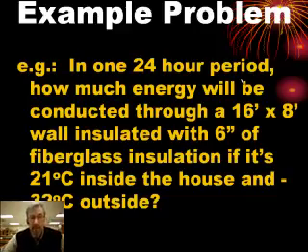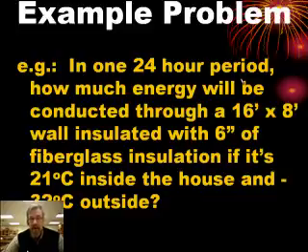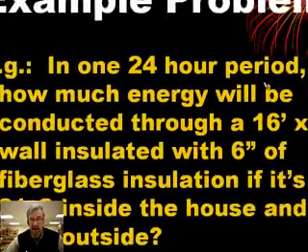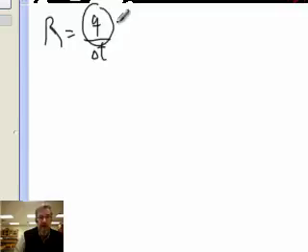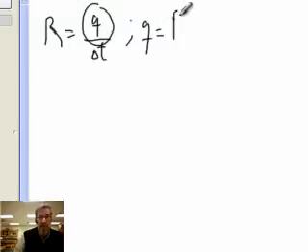Here is the example problem. It says, in one 24-hour period, how much energy will be conducted through a 16-foot by 8-foot wall that's insulated with 6 inches of fiberglass insulation if it's 21 degrees inside the house and negative 32 degrees outside. Well, first of all, just from the definition, the rate is equal to Q divided by time. We're interested in knowing how much energy is lost, so we'll solve for that. Q is equal to rate times the change in time.